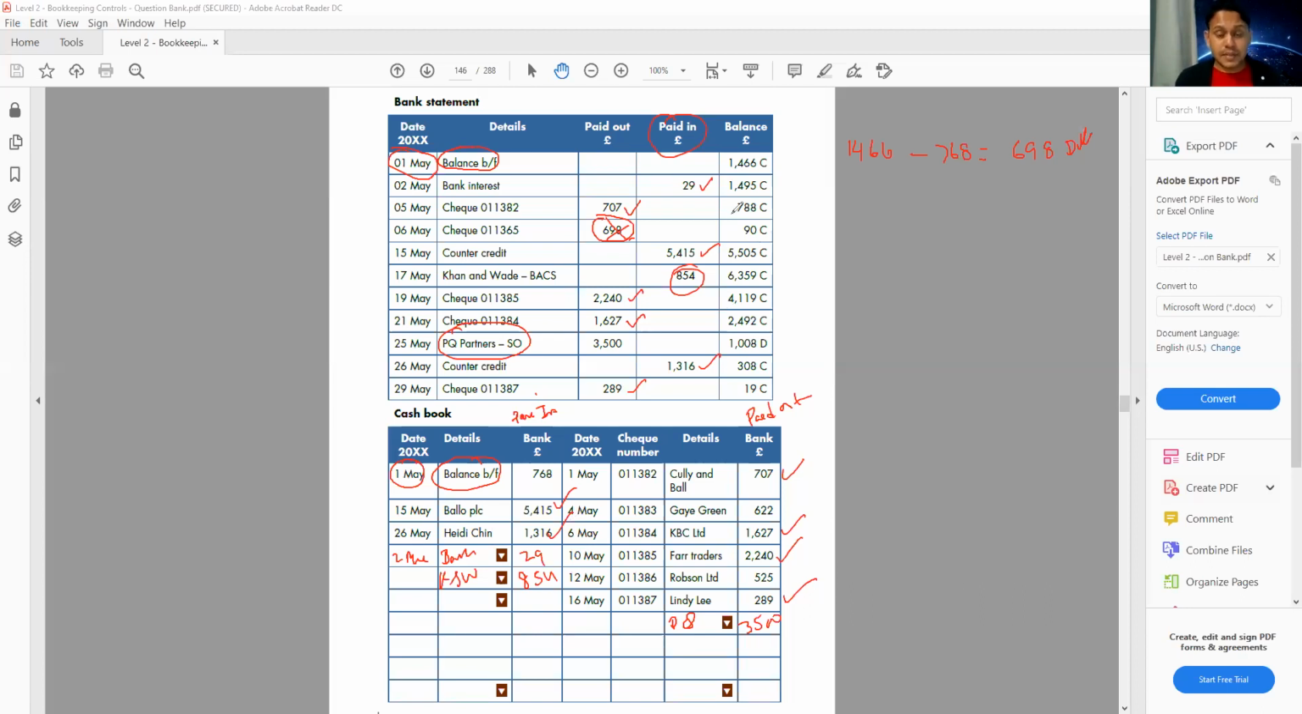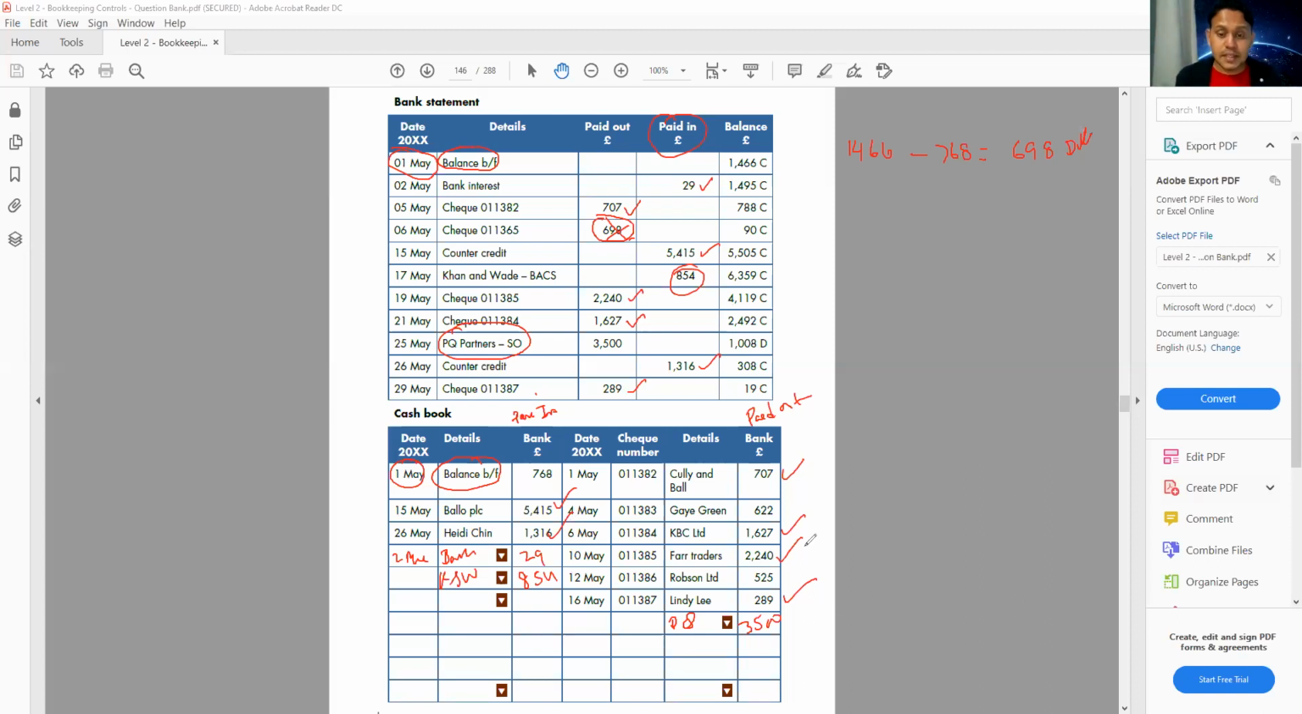Remember, if something is missing on my book, I look at the bank statement first and update my book. Look at the bank statement first, then update on my book. Do not look at your book, that is the cash book, and update the bank statement. Don't do it. Don't look at your book and match with the bank statement.